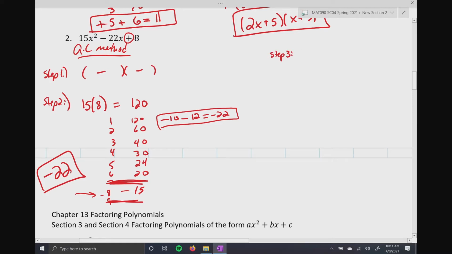So here's step 3. Negative 22x is going to equal negative 10x minus 12x.